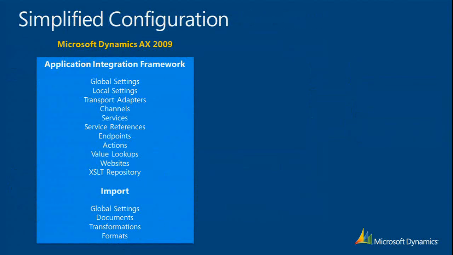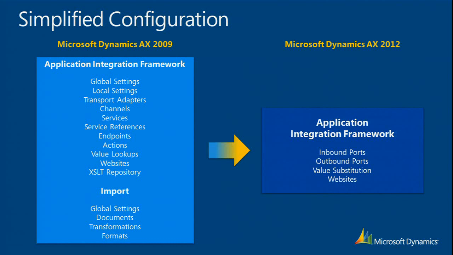So let's look at what this allows us to do in terms of configuration. Those are the top-level concepts that we had in Dynamics AX 2009. When you opened the configuration for AIF, there were a lot of top-level concepts, and many of them were intertwined, so you had to know the order in which to configure them. If you look at AX 2012, we basically have four top-level concepts remaining. And we think that this really simplifies the configuration.